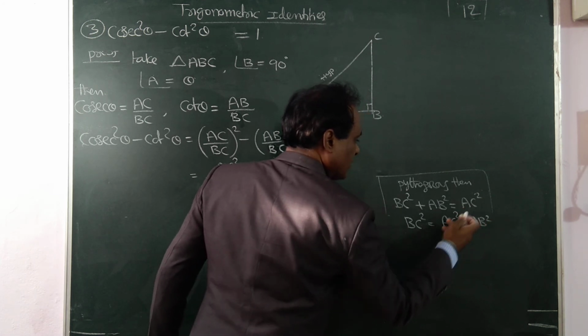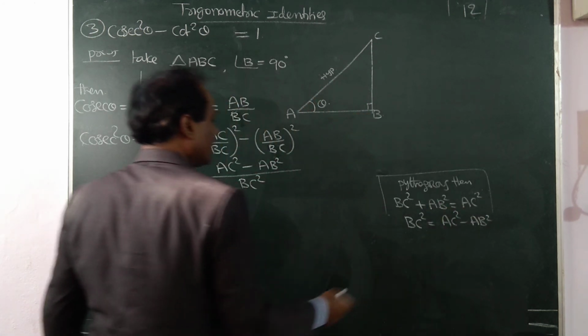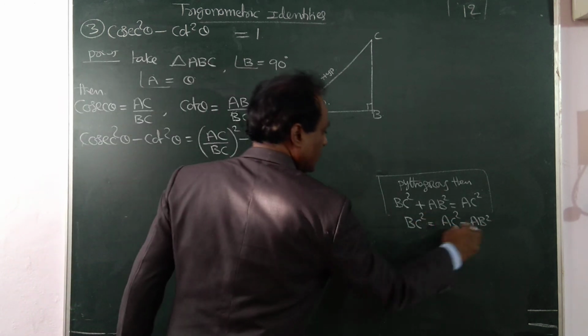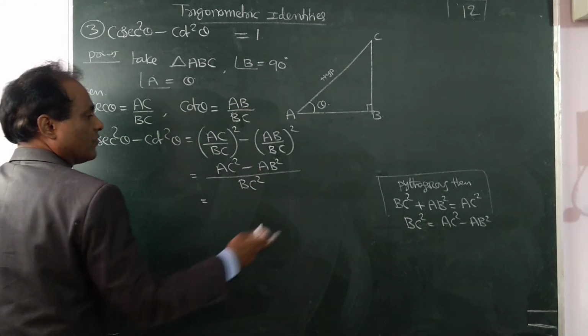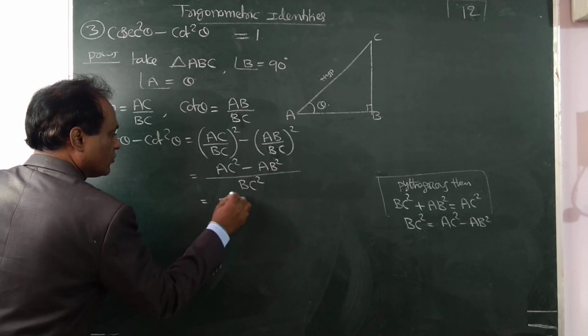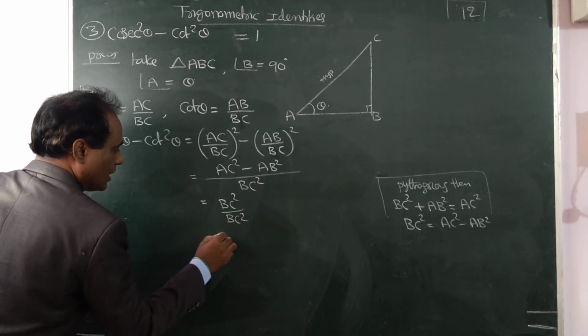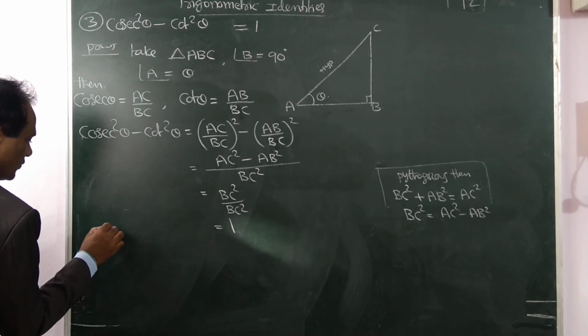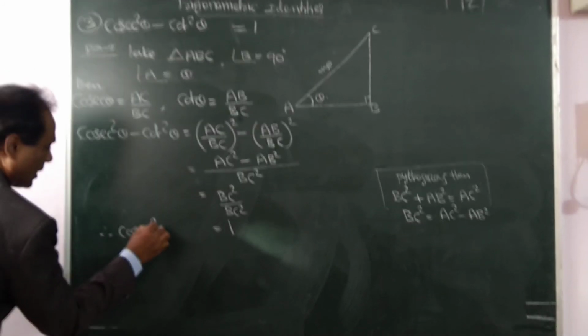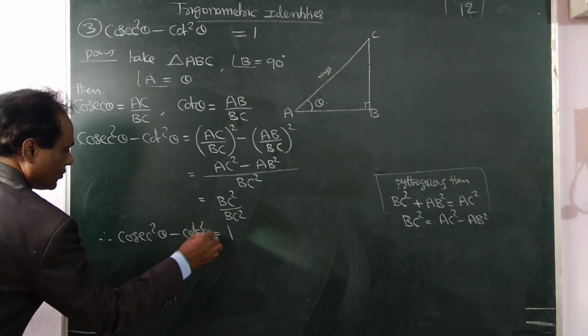AC square minus AB square is BC square. In place of the numerator, we can write BC square by denominator BC square. They cancel, and the answer is 1. So hence, cosecant square theta minus cot square theta is also 1.